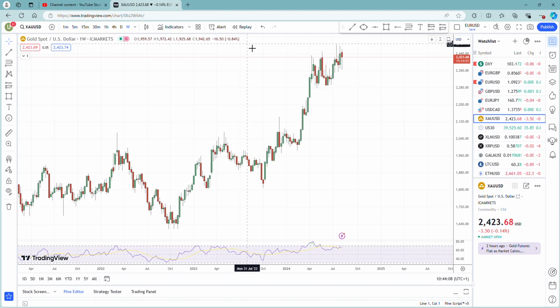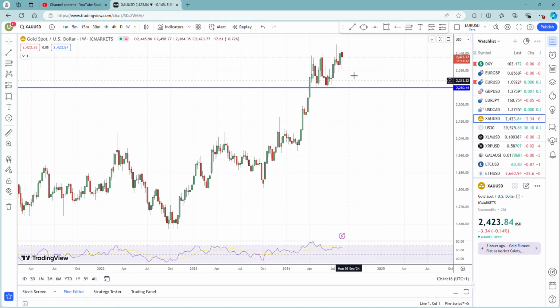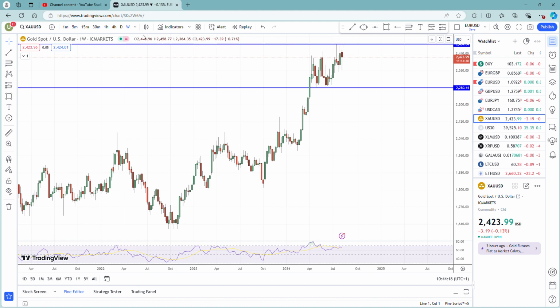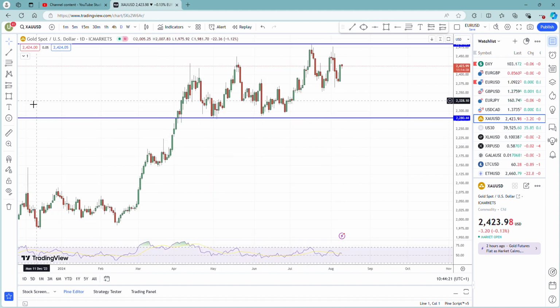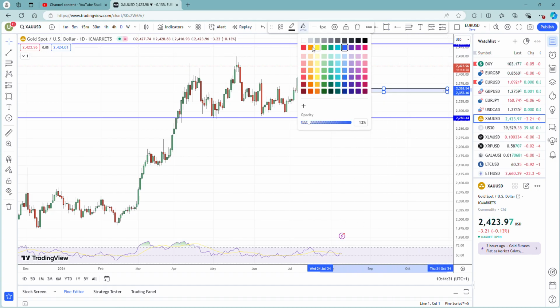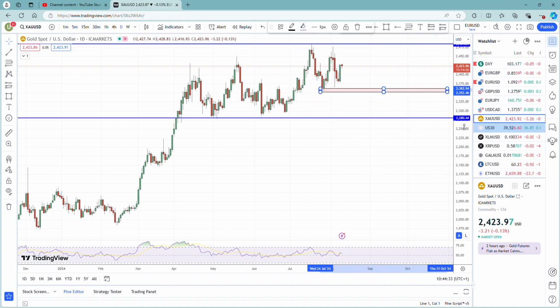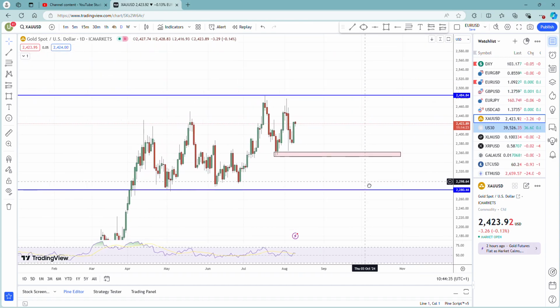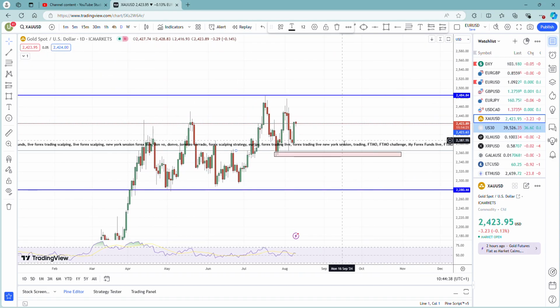You want to track the price between your support and resistance levels. So here's support on the weekly, and you potentially got resistance here. Go to the daily. You're going to repeat the process. You've got daily support here, and a daily resistance as well.